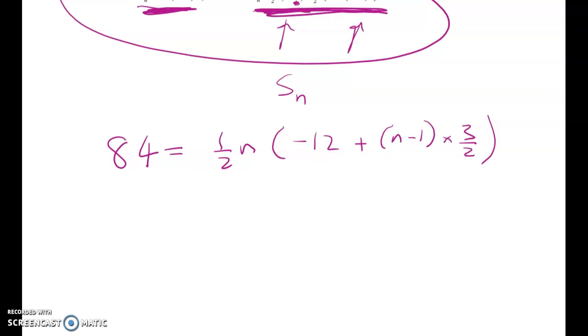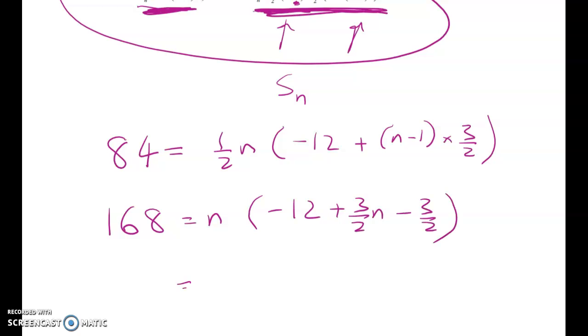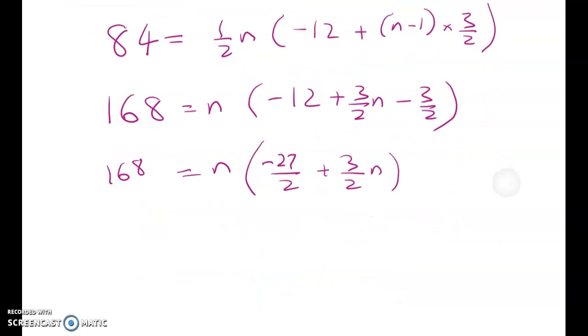I'm going to do this in quite a few steps. Some of you who are confident will probably go a little bit faster, but be careful not to muck this step up, right? So 168 is equal to n times negative 12 plus 3 over 2n minus 3 over 2, which gives me n times negative 27 over 2 plus 3 over 2n. I'm going to times both sides through by 2, and that will give me 336 is equal to n into 3n minus 27.